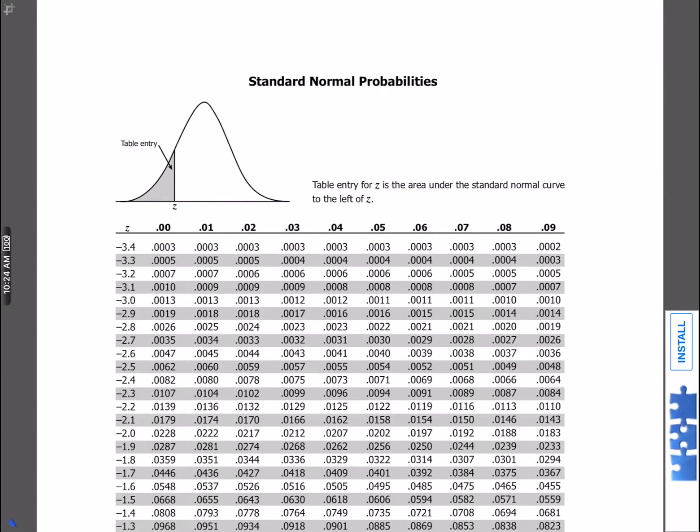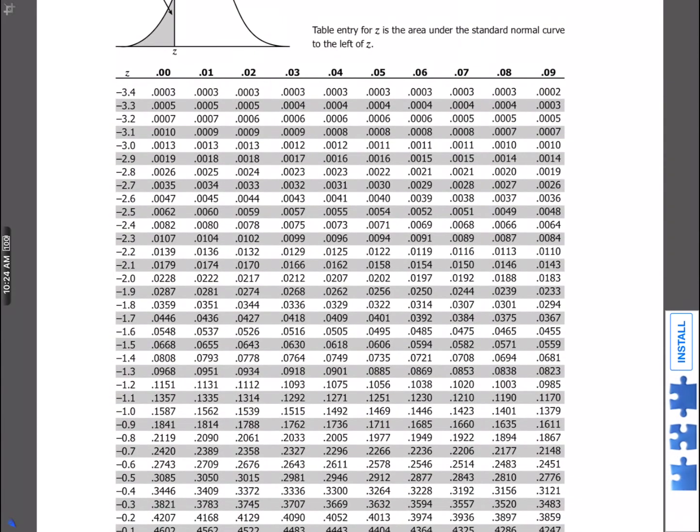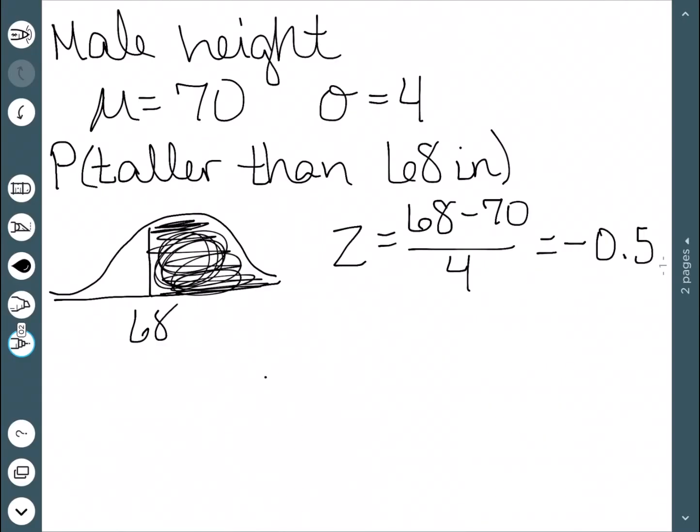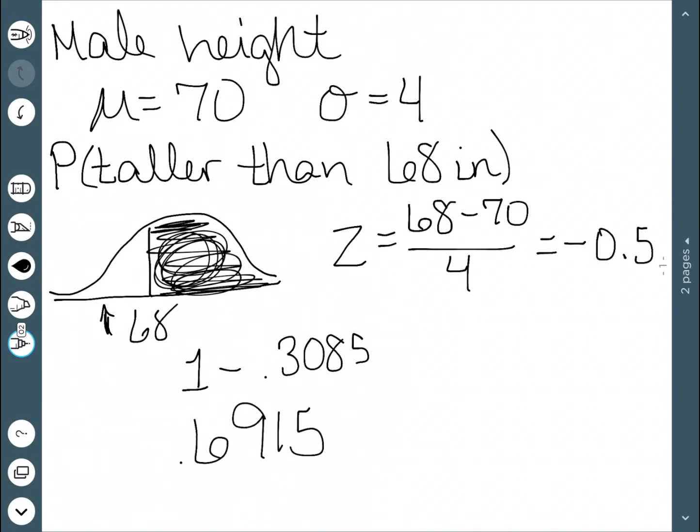Here's our table. Down the first column, we're going to look for negative 0.5. And along the first row, this was exactly negative 0.5, so we're going to go to 0. 0.3085. Back at our example, 0.3085 is what our table said, and this is always the area to the left. I don't want to know the area to the left, so I need to do 1 minus. And when I do, I get 0.6915. So the probability that a given male is taller than 68 inches is 69.15%.